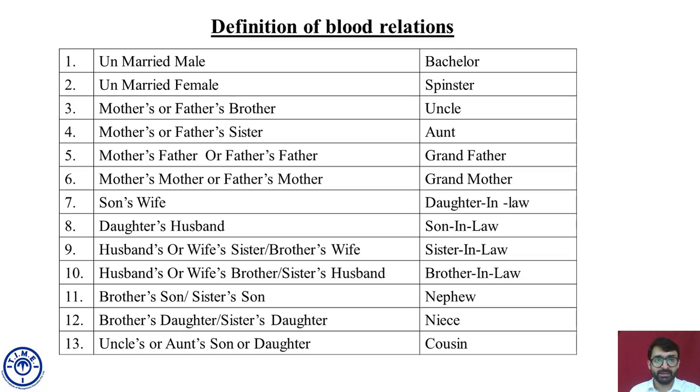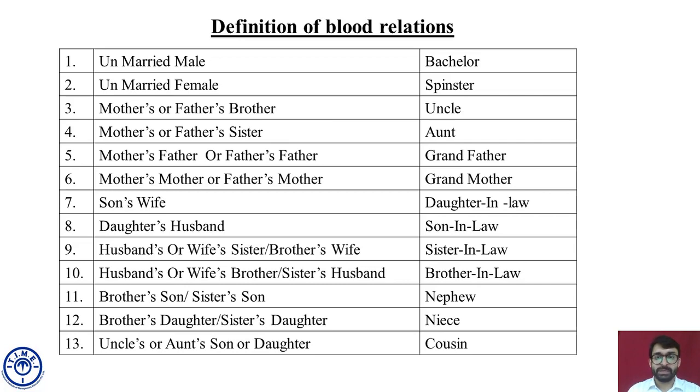The first definition is unmarried male. What is an unmarried male? He is called a bachelor. Unmarried female is called a spinster.